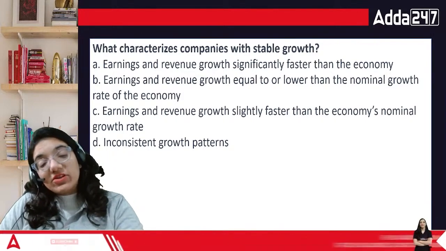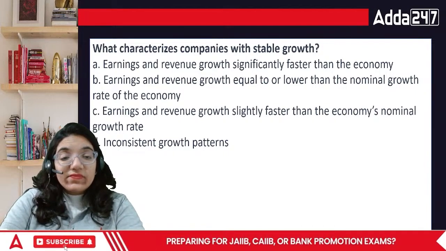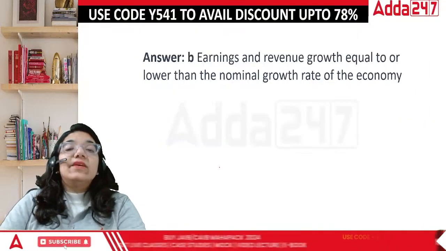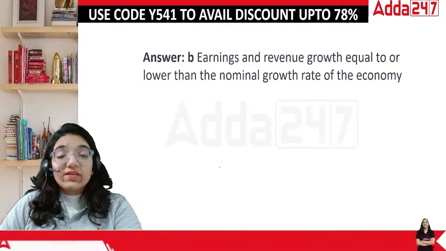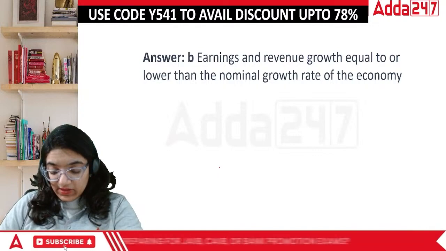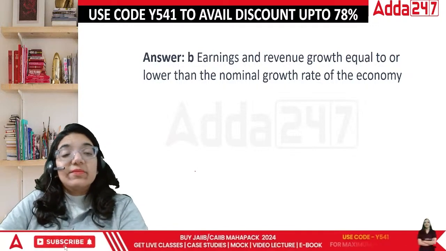When we talk about the company with a growth rate which is stable, the answer would be B. The earnings and growth rate which are equal or lower than nominal growth rate of the economy. Okay? The answer is B, everyone.